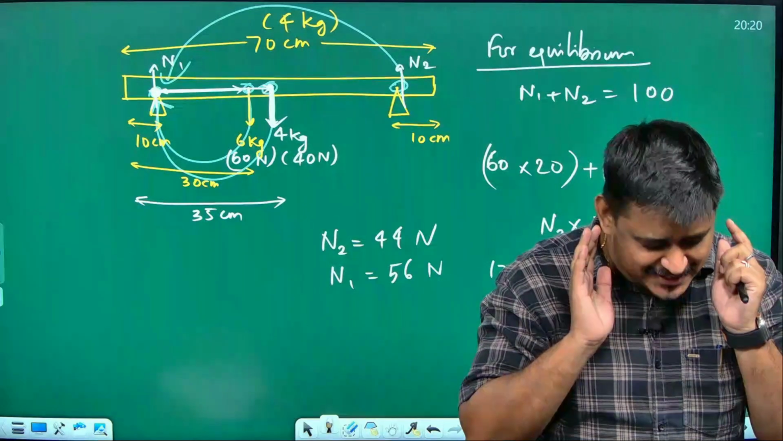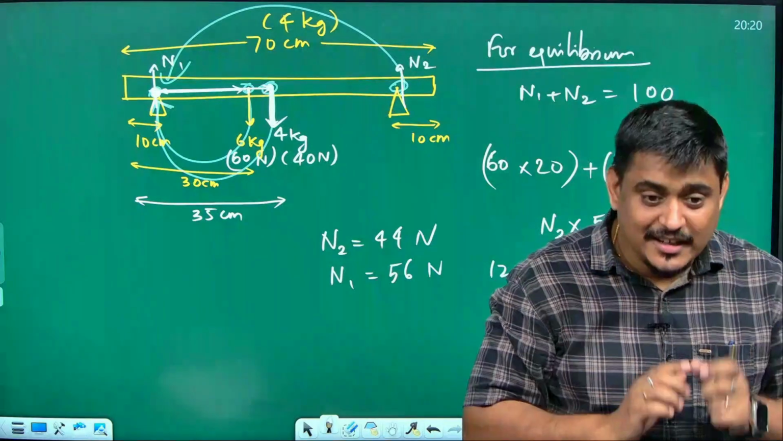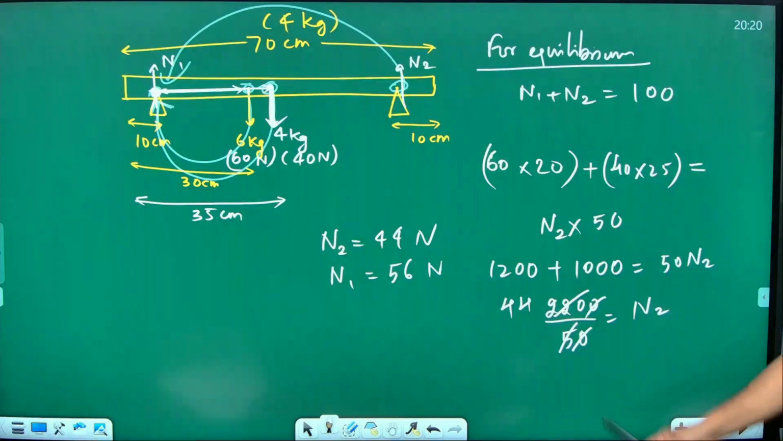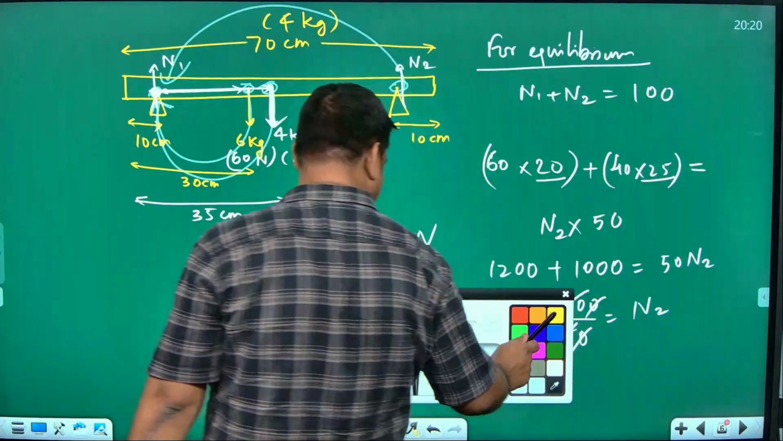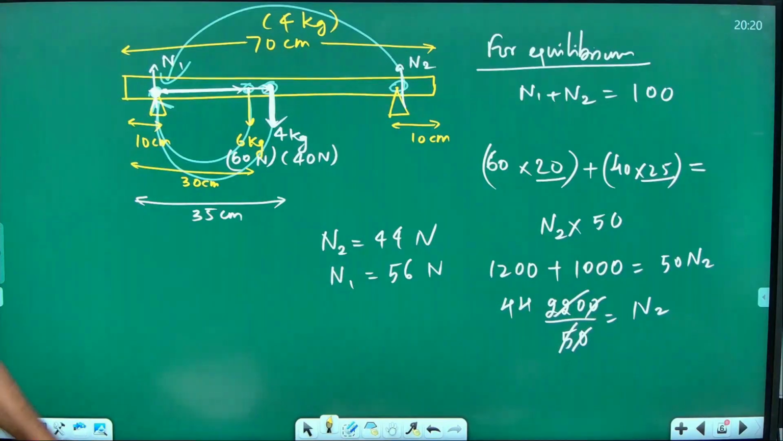Sir, how did 20 and 25 come? Okay guys, those who have understood can start writing it. I am teaching Mr. Lalit. Okay, Lalit, this 20 and 25 has come from the diagram, the geometry.